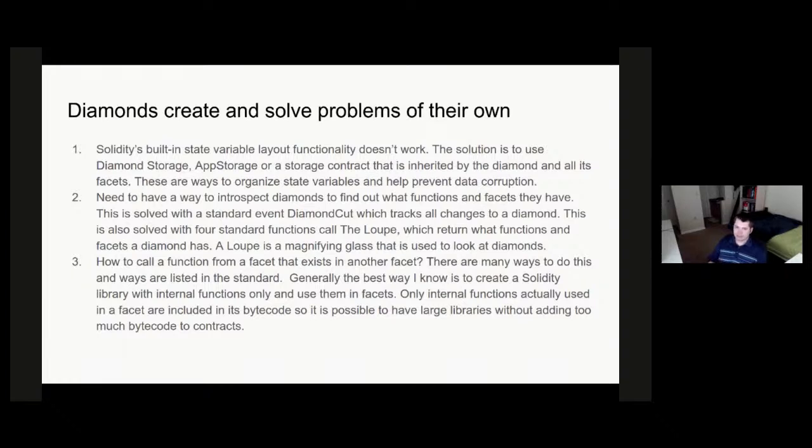One thing that's commonly asked about diamonds is how do you call a function from one facet that exists in another facet? There are multiple ways to do that, depending on the situation, but commonly the easiest way is to create a Solidity library with internal functions, not external functions, internal. Then import the Solidity library into your different facets, and they can then use the internal functions of the library. So that's a really simple solution.